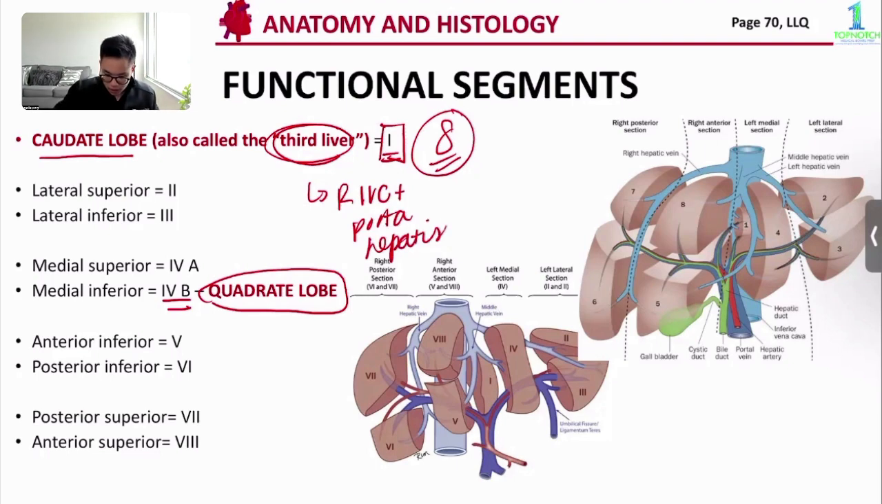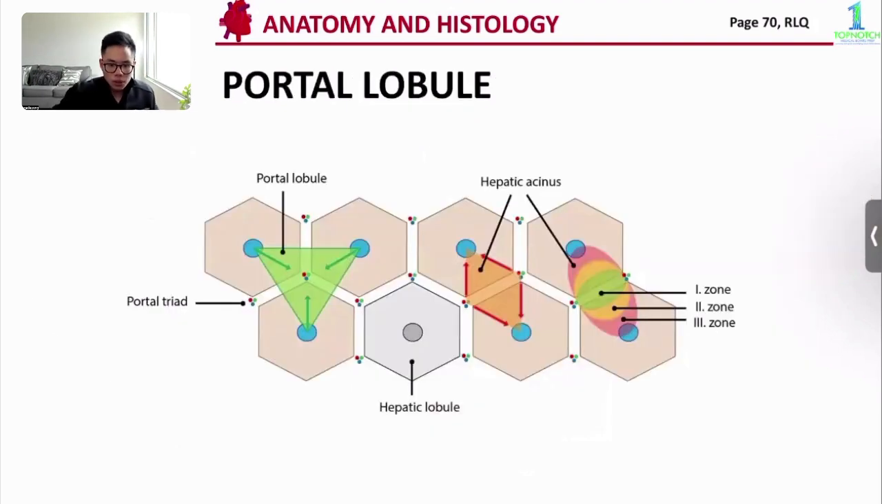Okay. Now, this is the portal lobule. Histologically, there are different types or classifications for the portal lobule. You have here your hexagonal type. You have here, on the basis of the zones. Now, I would direct your attention towards the zone area, just because I feel like it's a more important concept that you have to master as well.